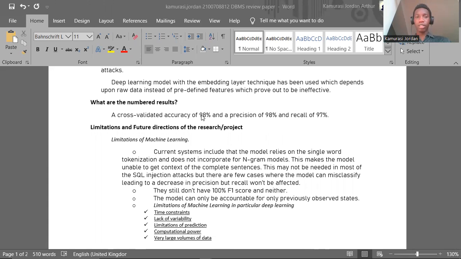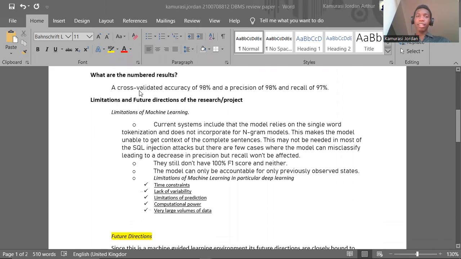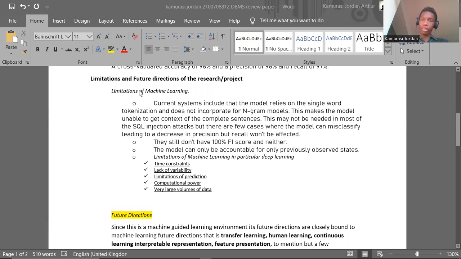After introducing the methods they used, they got a cross-validation accuracy of 98%, precision 98, and a recall of 97. So this is actually very good for any model. 97, 98, it's actually there.